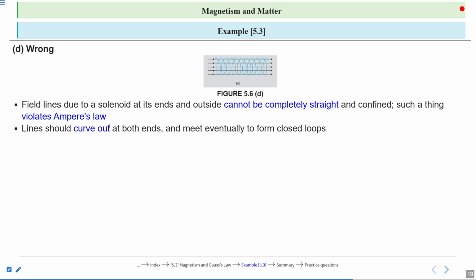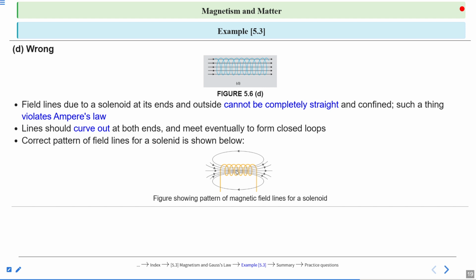Lines should curve out at both ends and meet eventually to form closed loops. The correct pattern of field lines for a solenoid is shown below. The field lines are continuous, straight and parallel to the axis near the center, and near the ends the magnetic field is non-uniform. These field lines will spread like that, and they will bend to form closed loops outside like this. Got it?